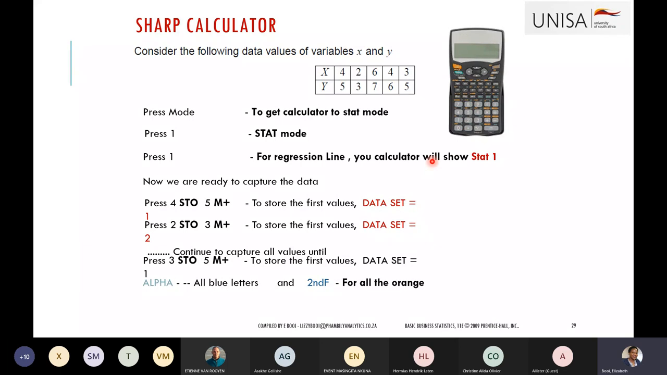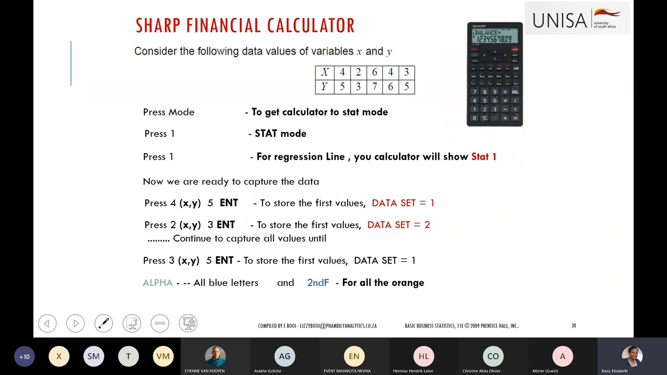The R, the A and the B on your calculator: A is on button number 1 and B is on the closing bracket, the open bracket, sorry. Open bracket is A and close bracket is B. Your R, I think R is on the division sign. If we want to estimate the value of Y, we use the close bracket.